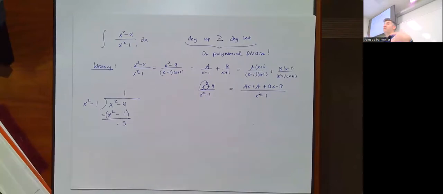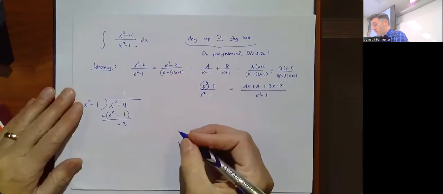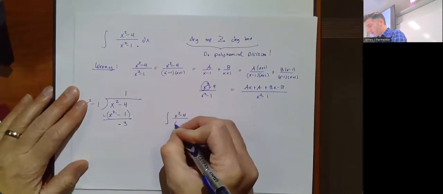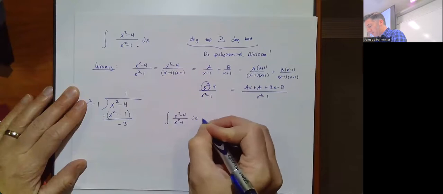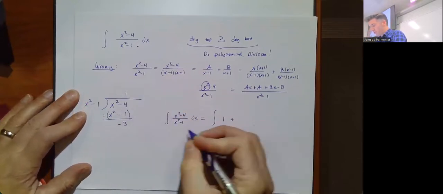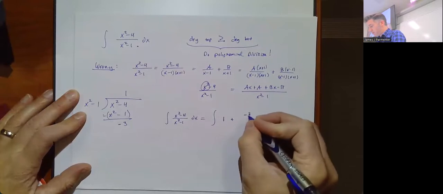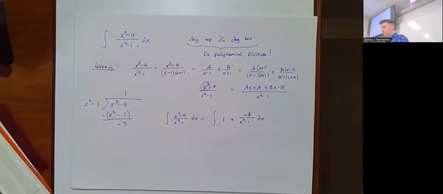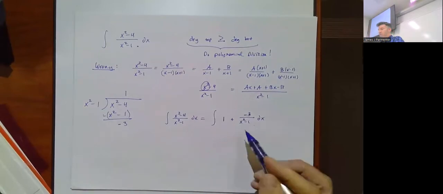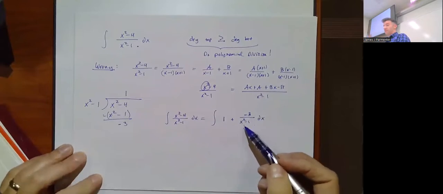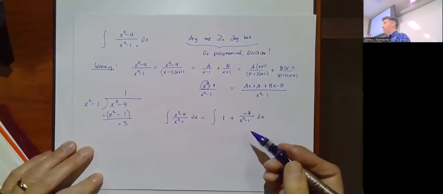And then we have to actually rewrite the integral. So we're going to rewrite the integral of x squared minus 4 over x squared minus 1 as the quotient, which is 1, plus the remainder divided by the divisor. And now the integral of 1 is just x. And for the integral of negative 3 over x squared minus 1, that's where we're going to have to do partial fractions.